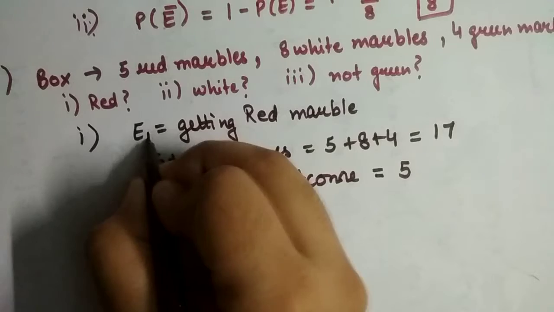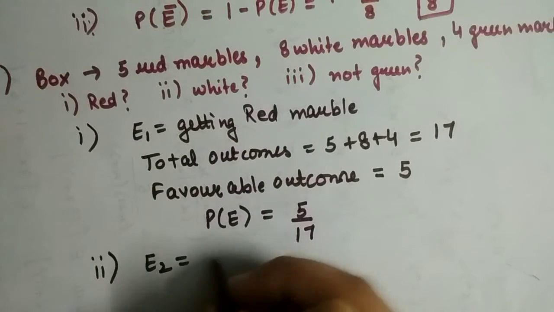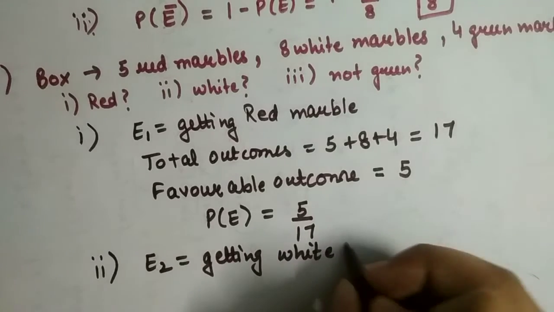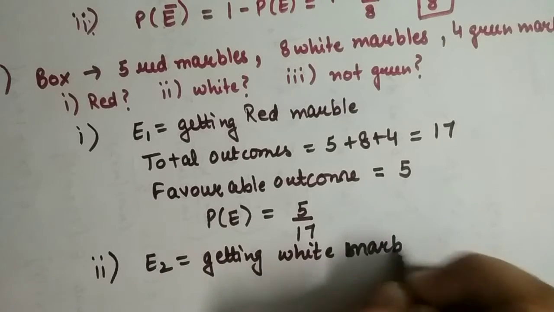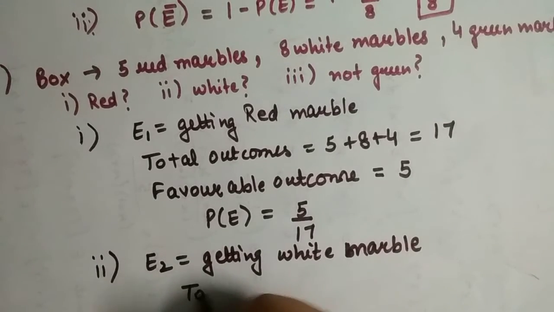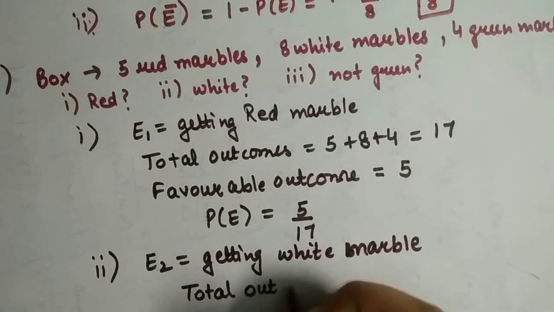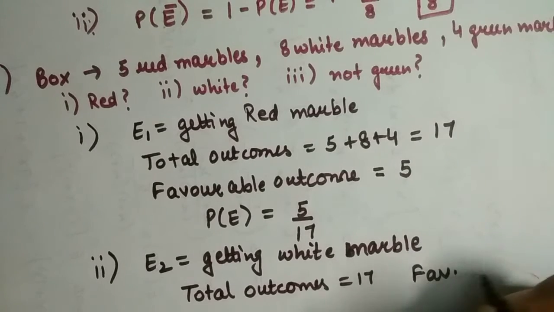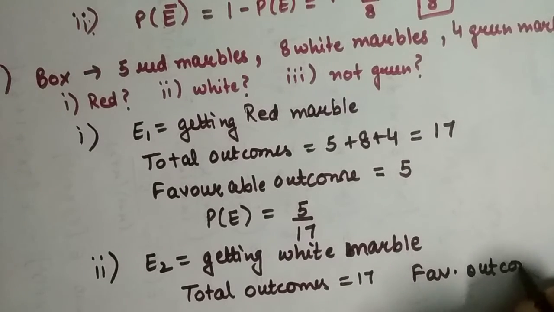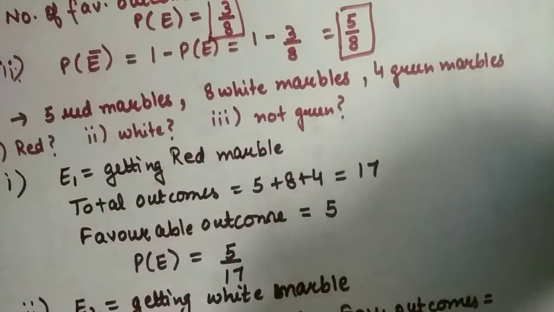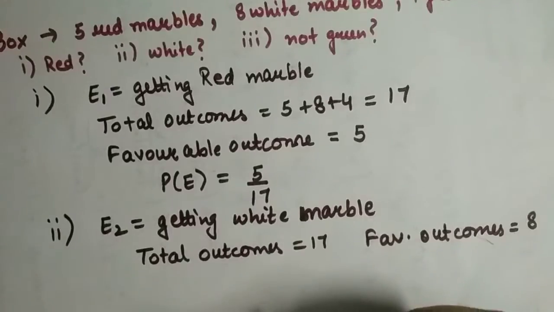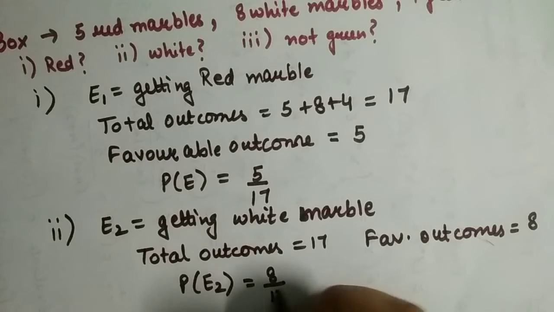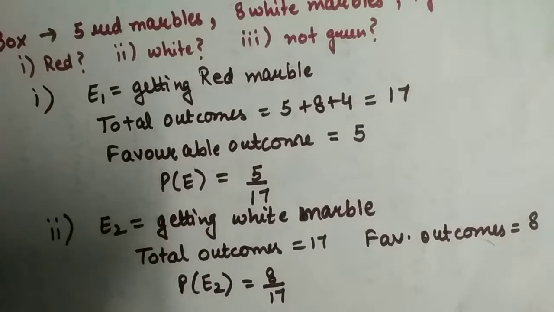Now let this be E1. So E2 be the event of getting a white marble. So total outcomes 17, favorable outcomes: how many white marbles are there? 8. So the probability of the event is 8 by 17. Similarly, you can do the third part.